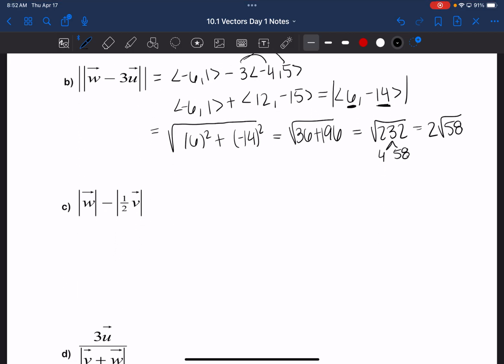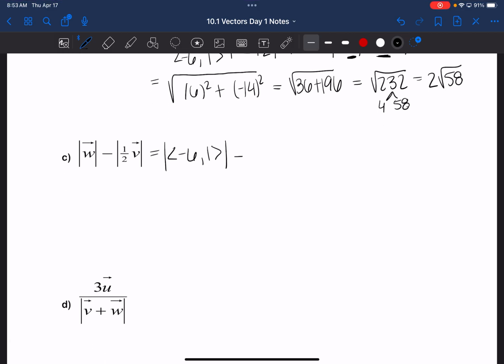Okay? All right. Part C, kind of the same idea, but they said find the magnitude or distance of just this part, and then the magnitude or distance of just this part, right? Because they put the magnitude bars around this and the magnitude bars around this. So I've got to find them separately, okay? So for W, we're going to have -6, 1. And it does not say to perform any operations there, right? No multiplication or anything inside there. And then we're going to have minus.